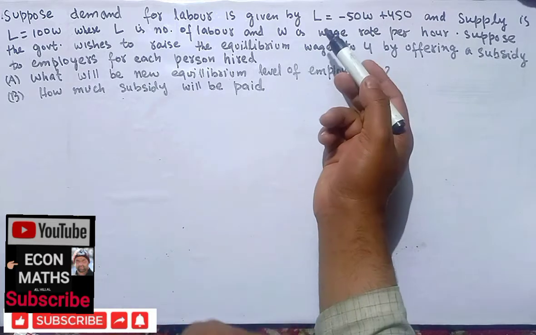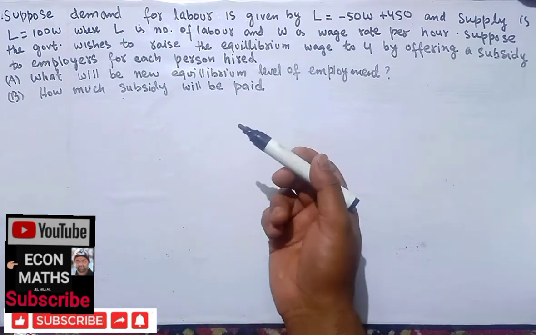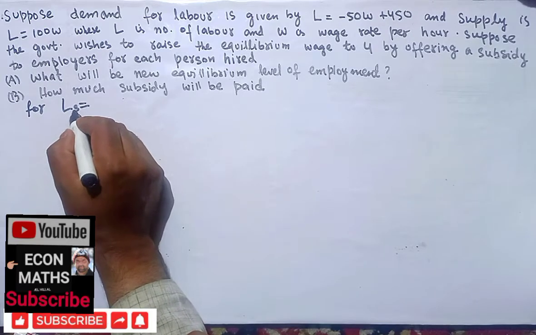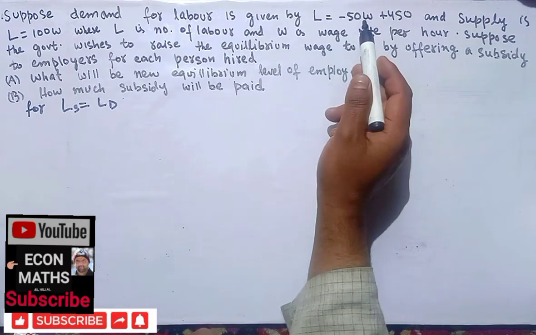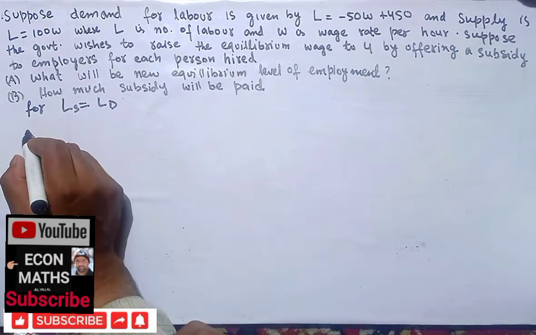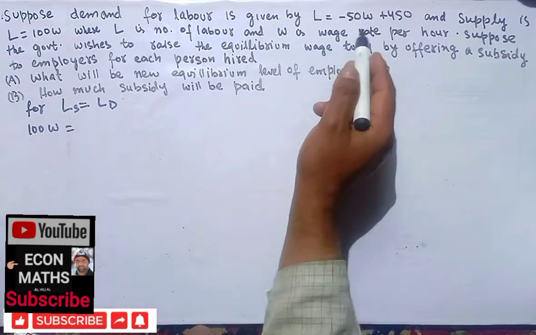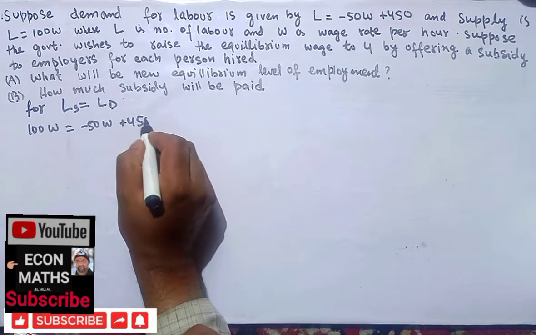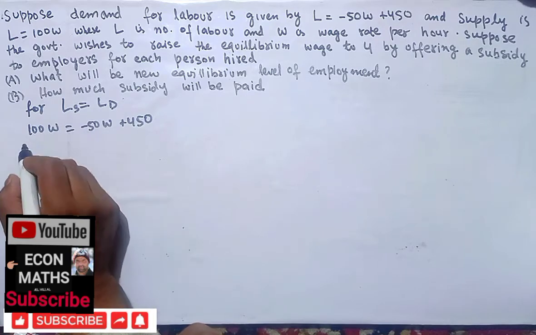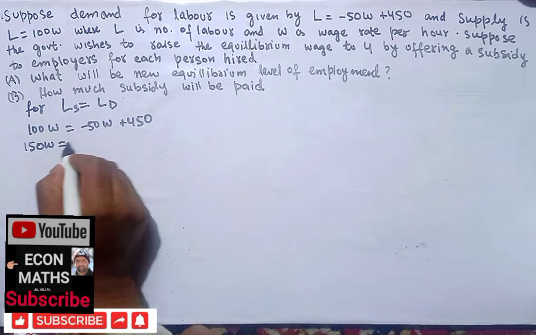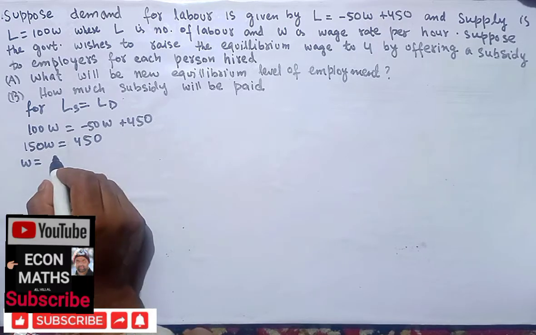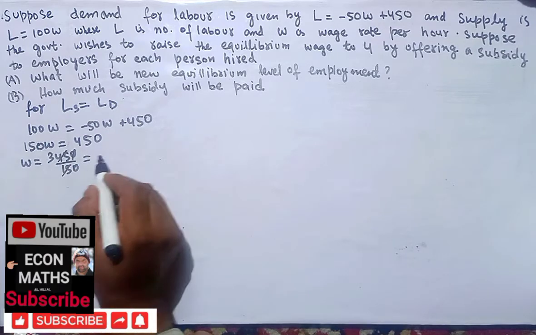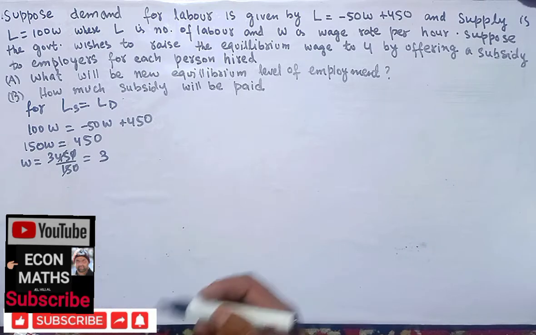First, we will see what is the equilibrium condition before the government intervention. For equilibrium, as we know, labor supply should be equal to labor demand. So what is our labor supply? Labor supply is equal to 100W. It should be equal to labor demand, that is -50W + 450. Here we can transpose, this will become 150W = 450, or W = 450 divided by 150, that is equal to 3.